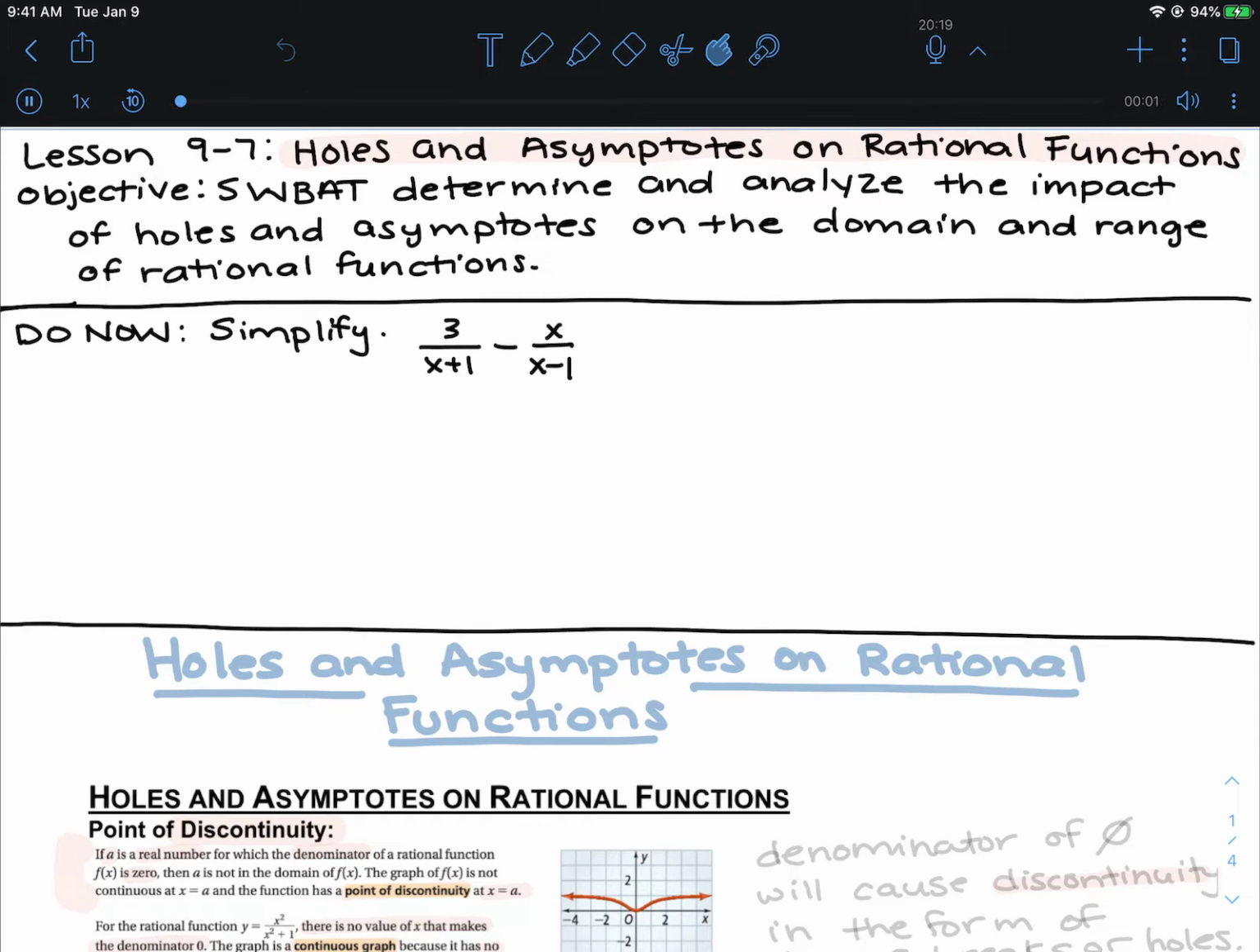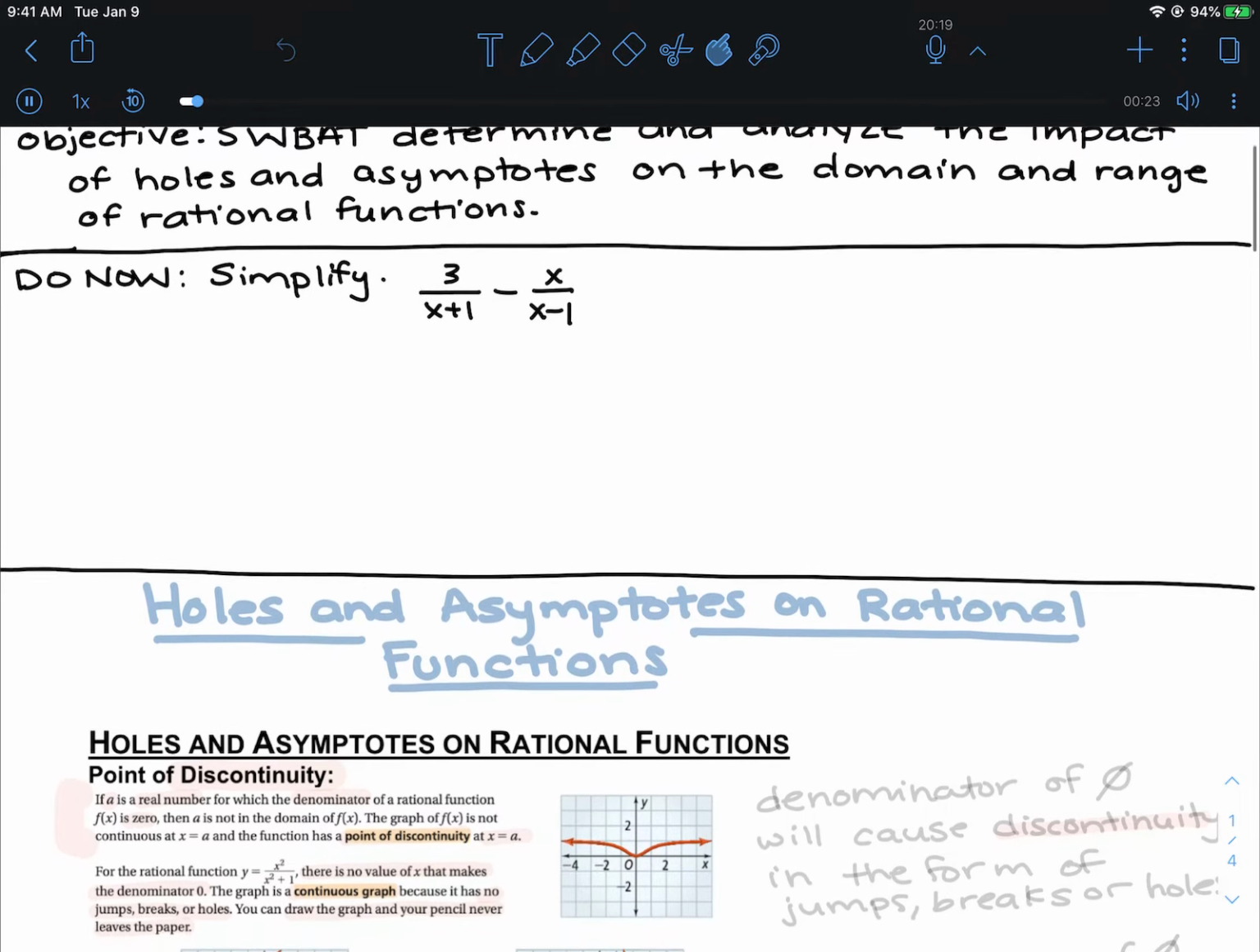Okay guys, so today's lesson is going to be 9-7, and we're going to be talking about holes and asymptotes of rational functions, okay? Just bear with me, it's going to be a lot of talking, but you should be able to know what's going on at the end, okay? So, holes and asymptotes of rational functions.